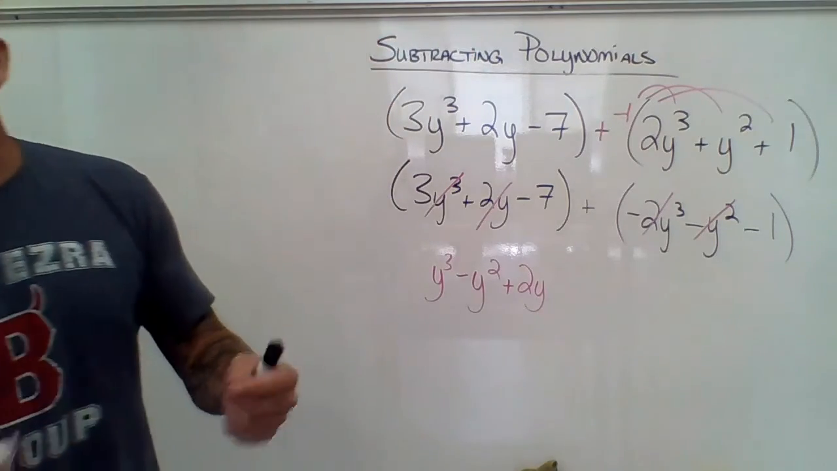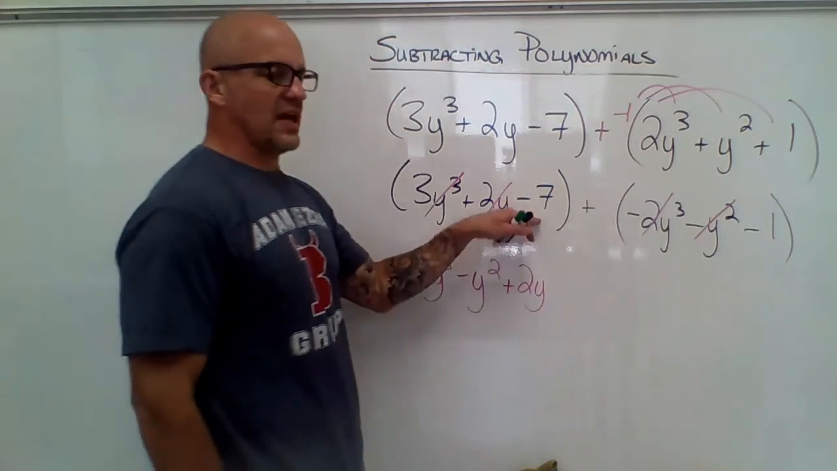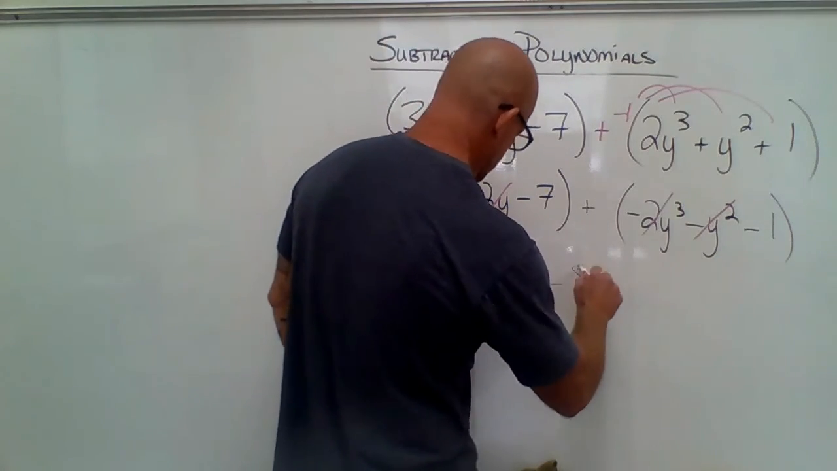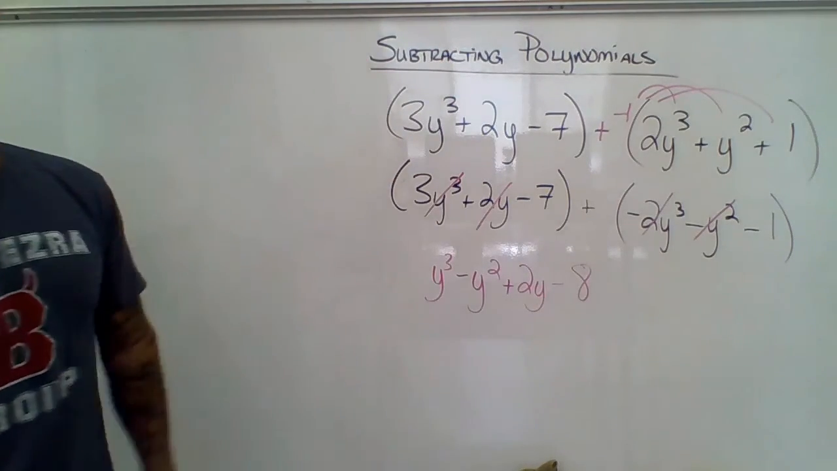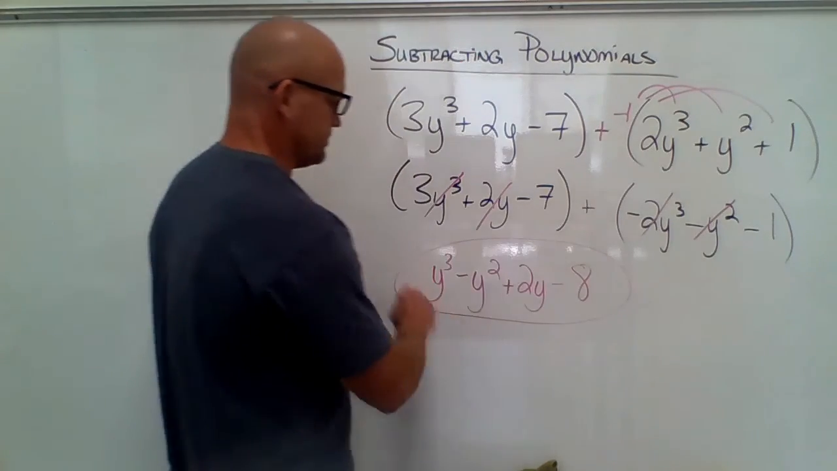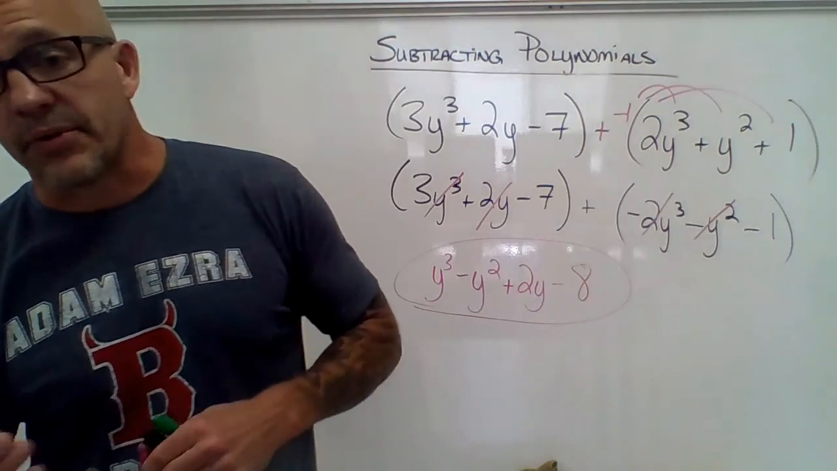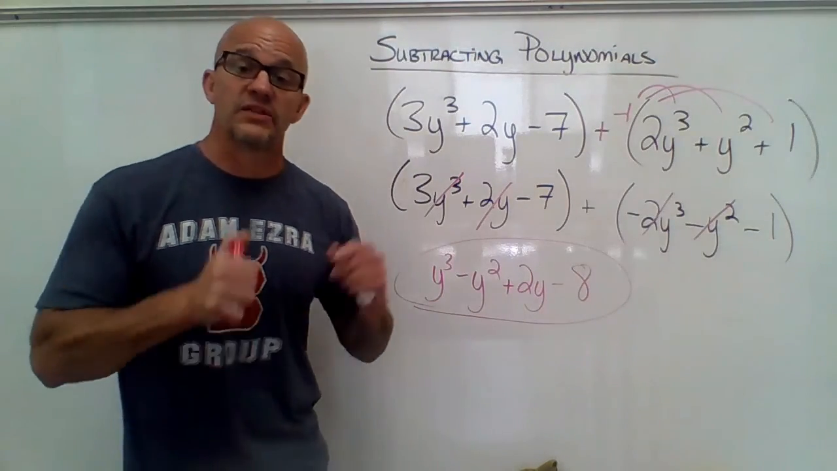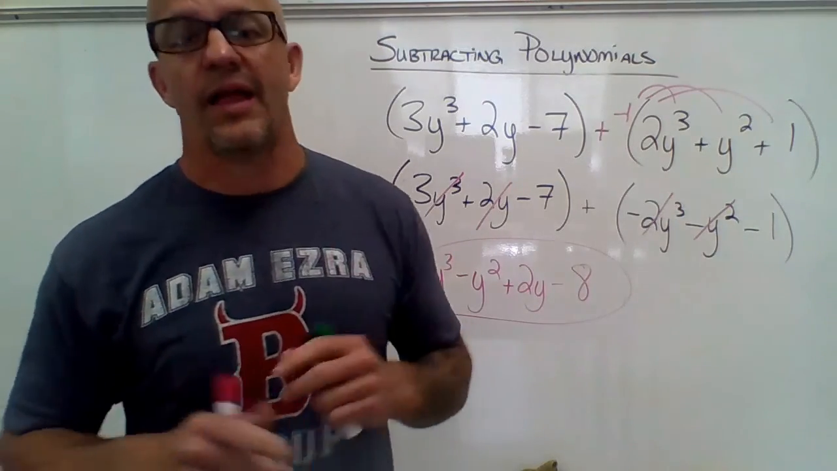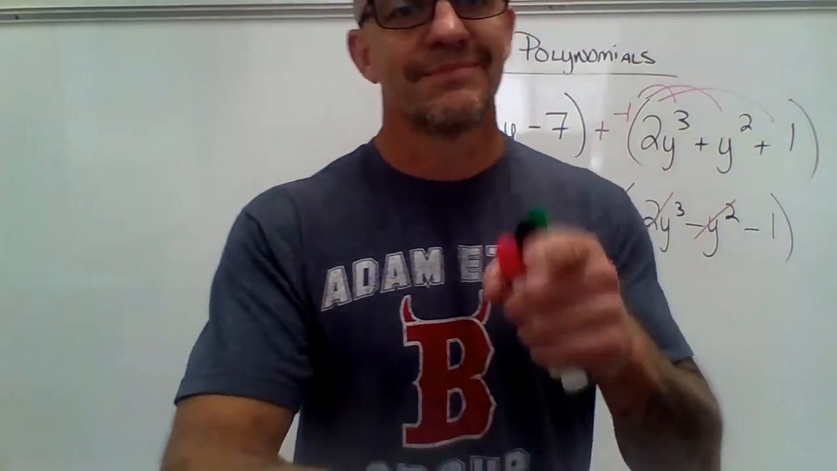Last but not least, I have my constants to combine. Negative 7, negative 1. They combine up to give me negative 8. And my final result is this cubic with 4 terms. Hopefully you find that pretty easy. It is simply turning subtraction into addition and following our addition of polynomials situation. See you.